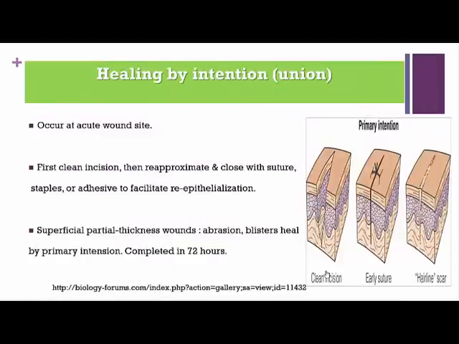Let's see healing by primary intention or union. Healing with primary intention occurs at an acute wound site. First, we need to clean the incision, then reapproximate with sutures, staples or adhesive to facilitate re-epithelialization. Superficial partial thickness wounds like abrasions and blisters will heal with primary intention. It will complete in 72 hours.